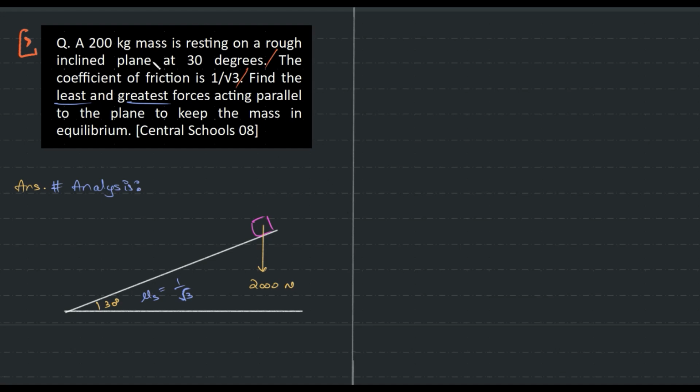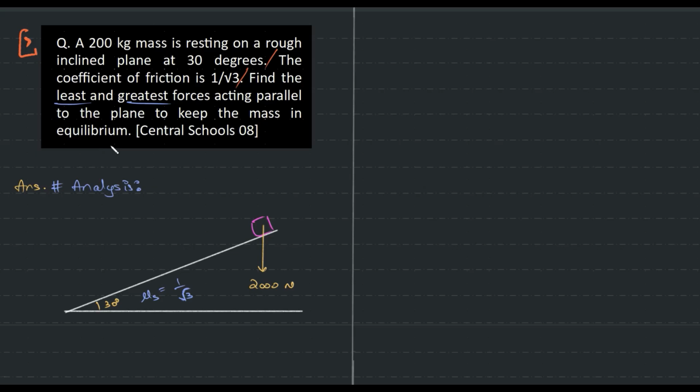So we have a 200 kg mass, so basically 2000 Newton weight, resting on a rough inclined plane at 30 degrees. The coefficient of friction is 1 by root 3. Find the least and the greatest force acting parallel to the plane to keep the mass in equilibrium.